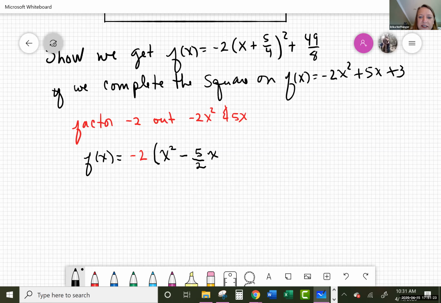Then I left a little bit of room in here because we were going to add something. The whole point of this was so I can complete the square. We were going to add something inside the parentheses. But if we added something to one side of the equation to make it equivalent, we had to subtract it.